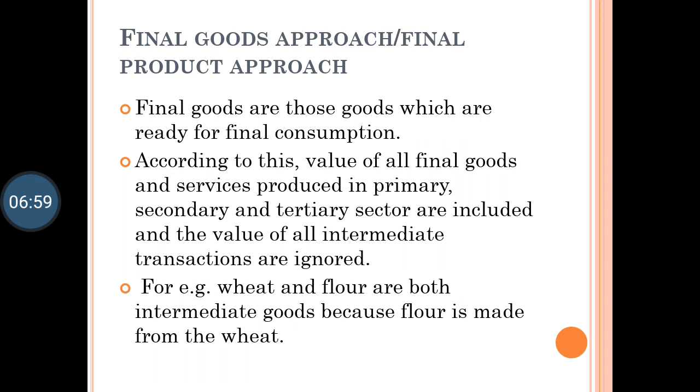So which are the final goods? They are ready for consumption, meaning ready goods. According to this, the value of all final goods and services produced in the primary, secondary and tertiary sectors is included, and the value of all intermediate transactions is ignored. So we take into consideration directly the final products' charges, and for intermediate transactions, whatever processing we did in between, we do not add that up again.